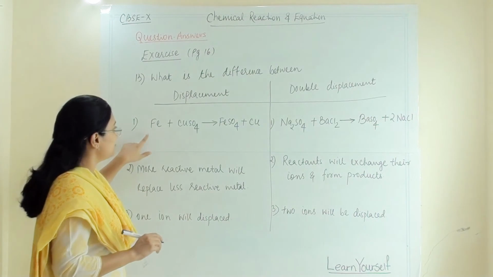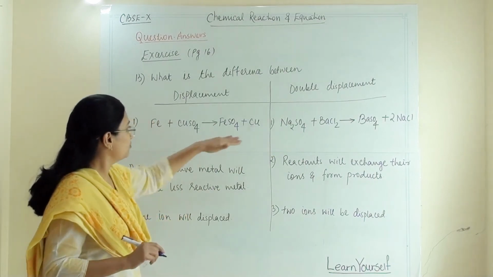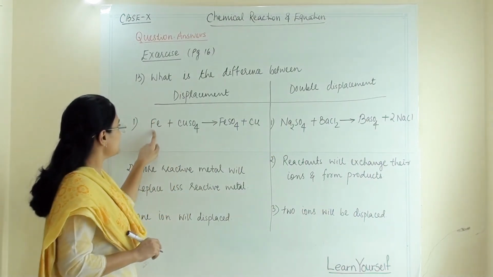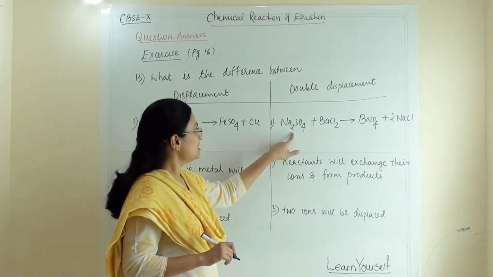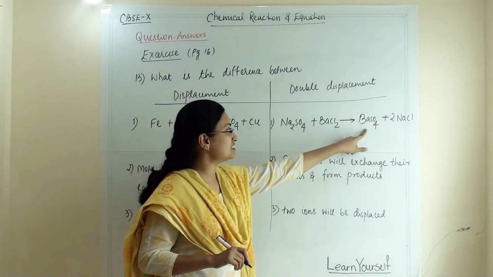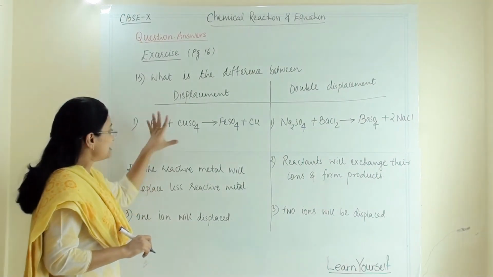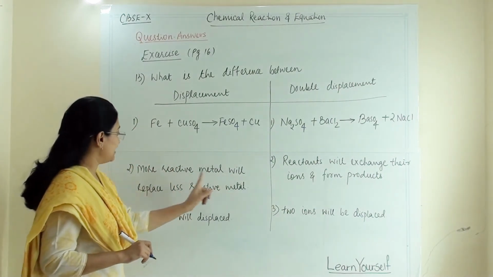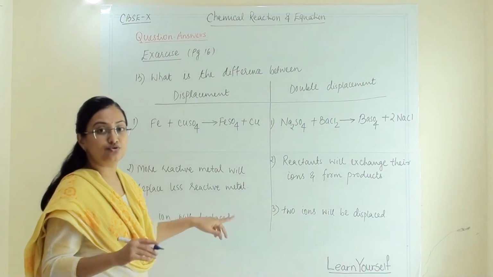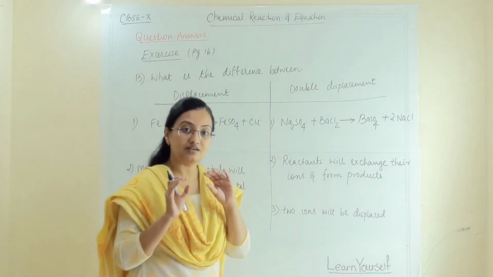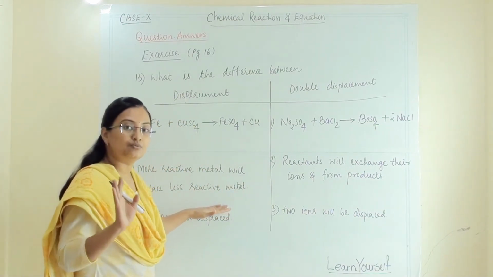So in this first point I have given an equation, reaction for both. In displacement reaction, in this Fe will displace Cu and will give us FeSO4 and Cu, and here sodium sulfate, barium chloride will give us barium sulfate and sodium chloride. Now what is this reaction, more reactive metal will replace less reactive metal at the product side. You don't need to write a perfect definition for that reaction. You can write what is happening in the reaction, that will be enough.